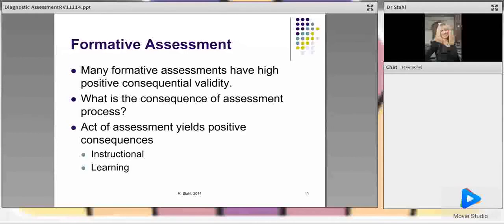Now, formative assessments typically have very high positive consequential validity. So what is consequential validity? Consequential validity enables you to answer the question, what is the consequence of this assessment process? And typically, formative assessments are known for having high positive consequences.